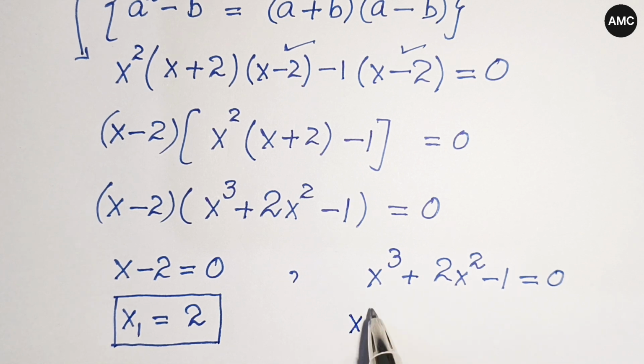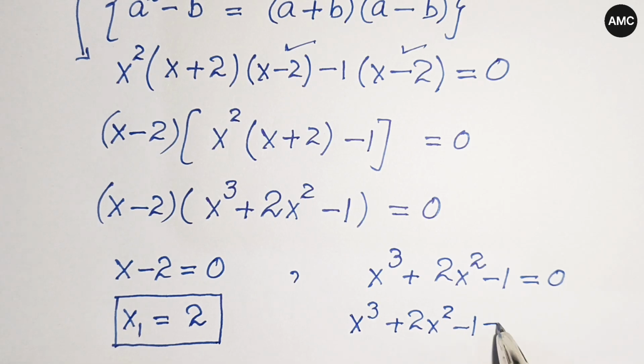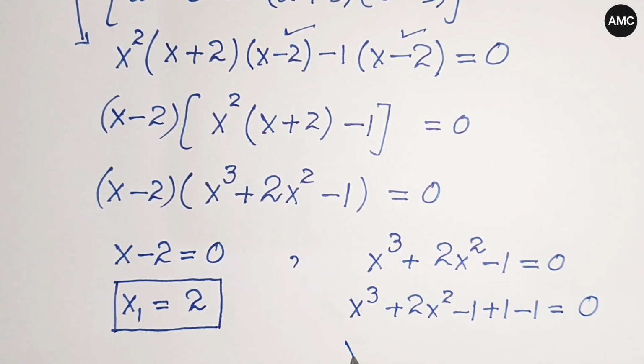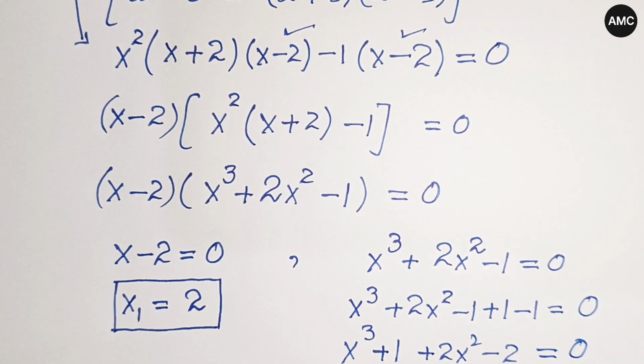So if we just write x cubed plus 2x squared minus 1. Now for our convenience, we are going to add and subtract 1. By adding and subtracting 1, we get 0, so there will be no difference on the left hand side of this equation, that is equal to 0. Now here we have x cubed and it is plus 1, so we write this plus 1 here, and it is plus 2x squared minus 1, we get minus 2 is equal to 0.